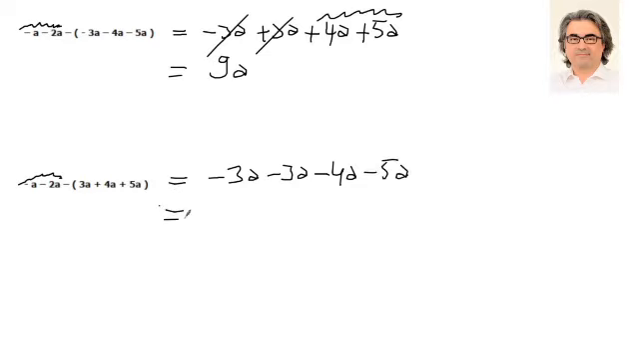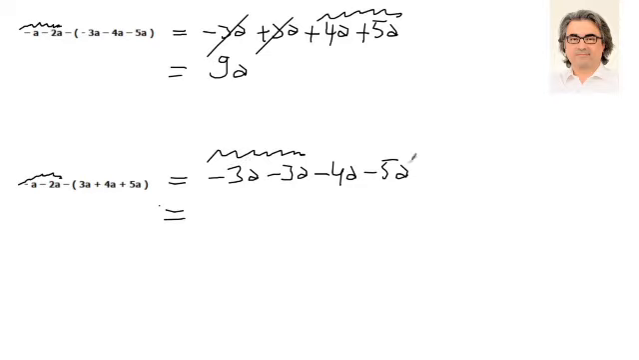Plus 5a becomes minus 5a. Now I have like terms here. All of them have a minus sign. So I should find their summation. 3 plus 3 is 6. 6 plus 4 is 10. 10 plus 5 is 15. You may make these operations in your head. Do not start from the left side 2 by 2. Okay?